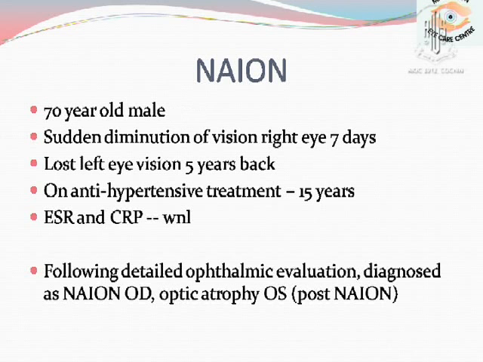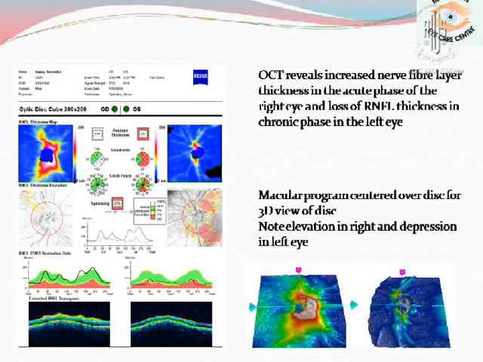Now we move on to a case of ischemic optic neuropathy, a 70-year-old male with a history of sudden diminution of vision in the right eye for the last 7 days. Lost the left eye about 5 years back. He's a hypertensive on antihypertensive treatment for the last 15 years. ESR and CRP were done because of his age, which were normal. Now, following detailed ophthalmic evaluation, he's been diagnosed as NAION in the right eye and optic atrophy in the left eye, which is post-AION. So we just do an OCT scan for academic interest.